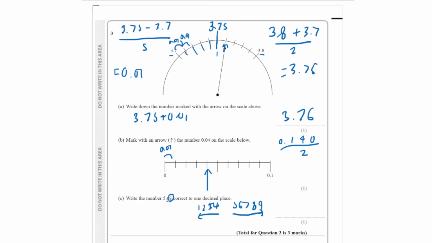And we can see that 8 is greater than 5, so we must round up. So instead of 5.68, we round up to 5.7. And that is our final answer.